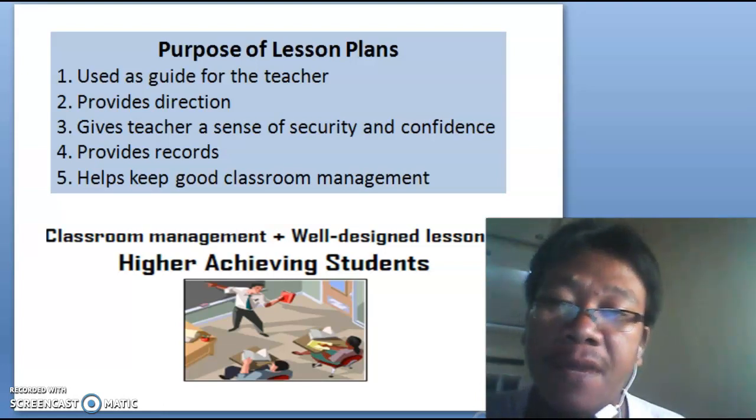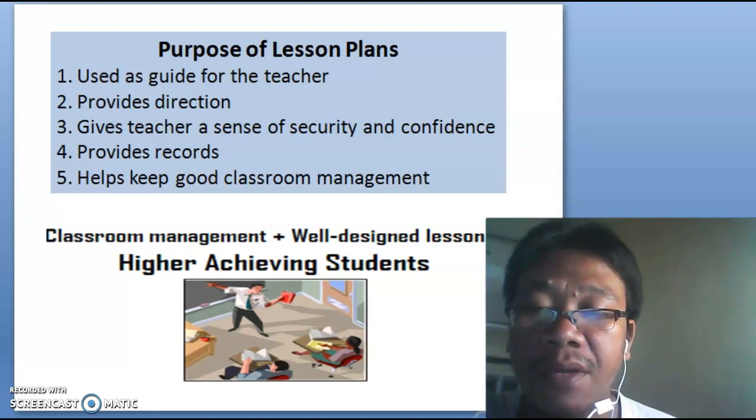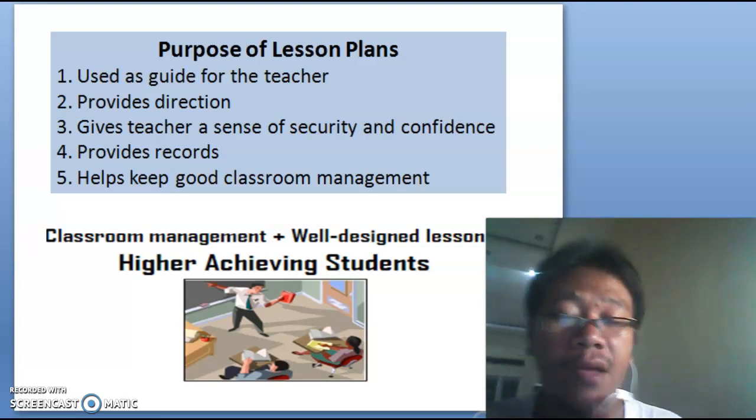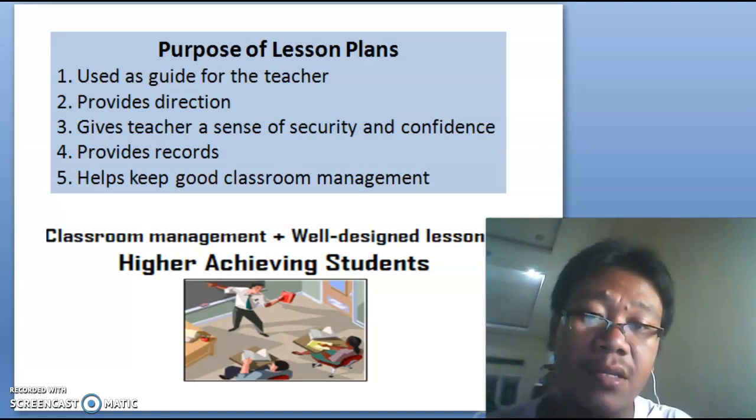Next, lesson plans provide direction. You can see the example of lesson plans. In the lesson plans, there are many directions. So the purpose of a lesson plan is to provide direction. After doing this, what do you have to do next? After that, what next? This is a direction.